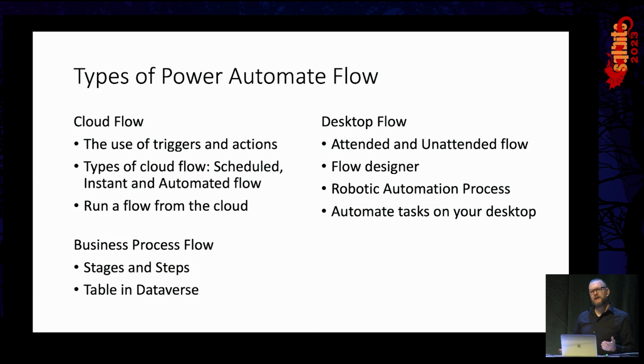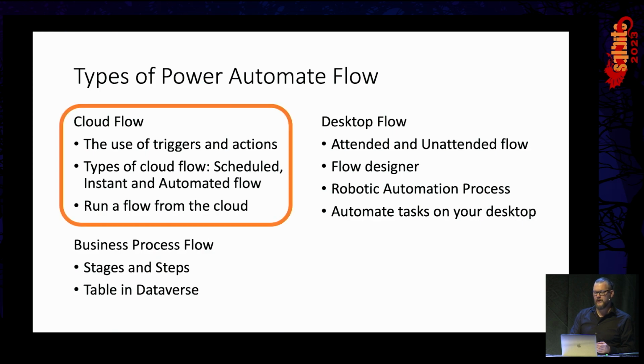There are 3 types of Power Automate flow. The first is the cloud flow, where you build your automation in your browser. Then you have an option for desktop flows, and lastly you have an option for business flows. The business process flows are more focused on the Dataverse. But today we take a look at the cloud flows.